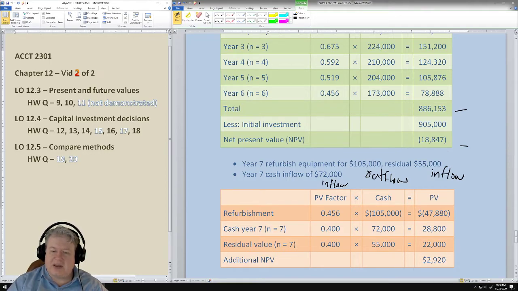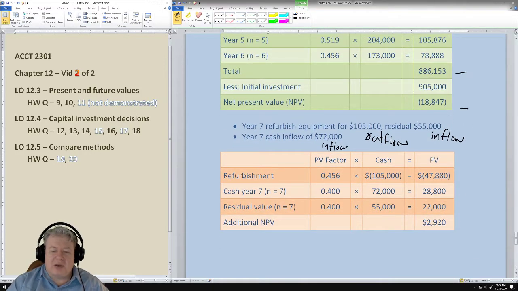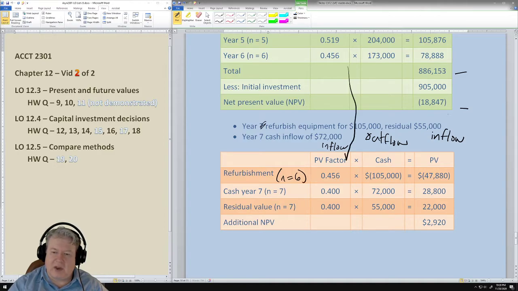So we're still going to use the present value factor of, what was it, 14%? But we're going to use N7. So the refurbishment is going to be 456. Oh, I think this is because the refurbishment is at the end of year 6. So this is probably N equals 6, because I can see that the number is the same here. So in preparation, because normally these things are at the end of the year, this is at the end of year 6 for the beginning of year 7. So we refurbish it, at least that's how we're figuring it.